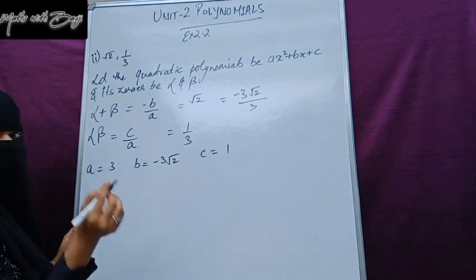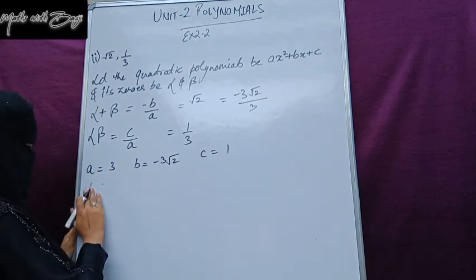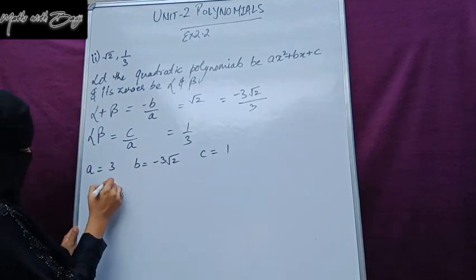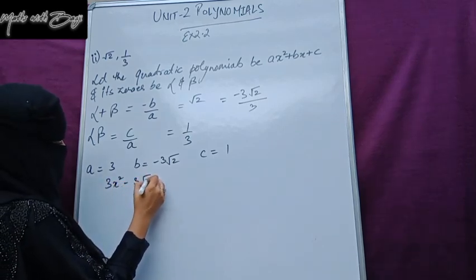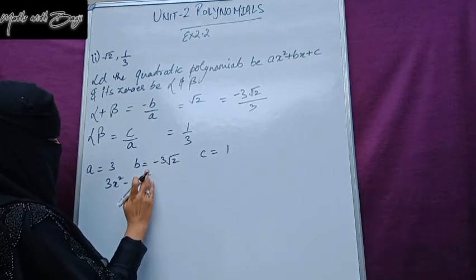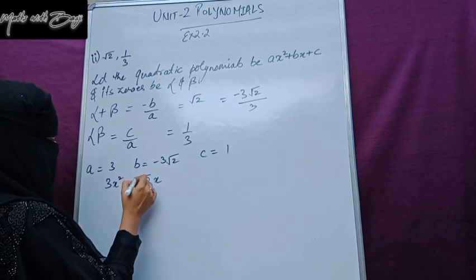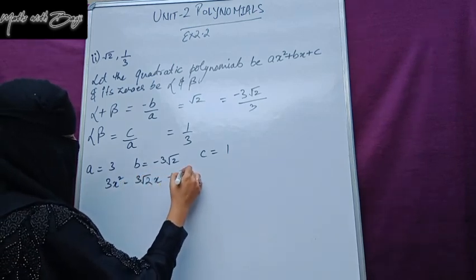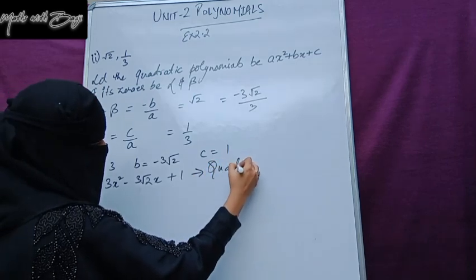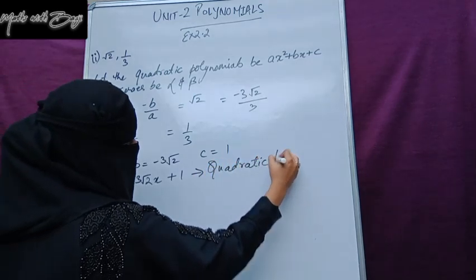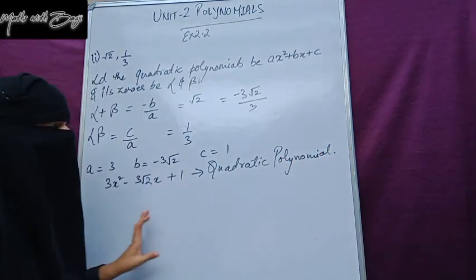Quadratic equation, putting the values in question number 1. Equation number 1, whatever the equation is given, let's put the values directly. 3x square minus 3 root 2 x plus 1. So this is what? Quadratic polynomial. I hope you are able to understand.